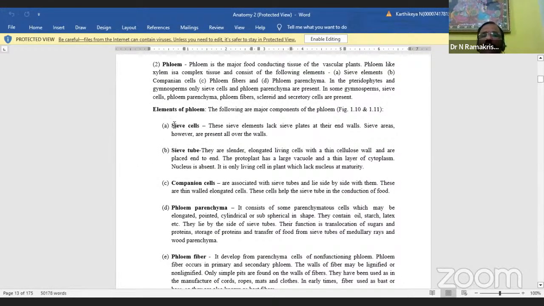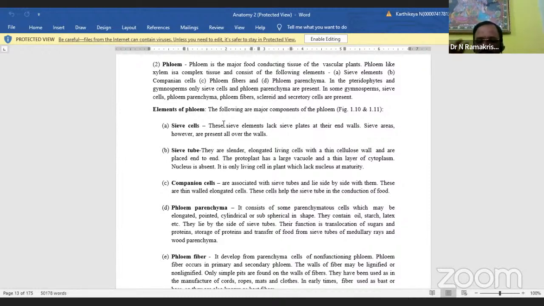Next, the elements of phloem. How many types are there? One, two, three, four, five types. The first one is sieve cells. What is the meaning of sieve cells? These are all living cells with well-vacuolated protoplast. They are the chief elements of conduction and these cells are very specialized cells. They possess a nucleus and cytoplasm.